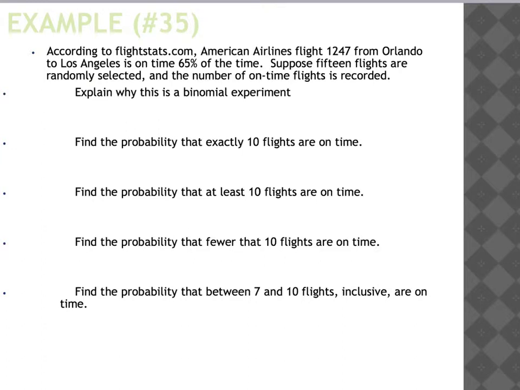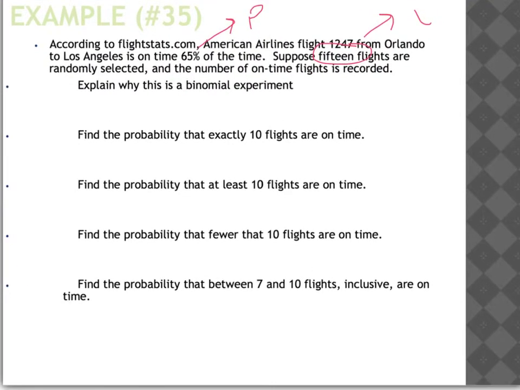Now moving on to the next example, we have, according to flightstats.com, American Airlines Flight 1247 from Orlando to Los Angeles is on time 65% of the time. And suppose 15 flights are randomly selected and the number of on-time flights is recorded. And then we have various questions to answer about that situation. Now, before we start the example, just note that this is your P, your probability of success, and then your 15, that's your number of trials. And that's your N value up here. So right here would represent the N.